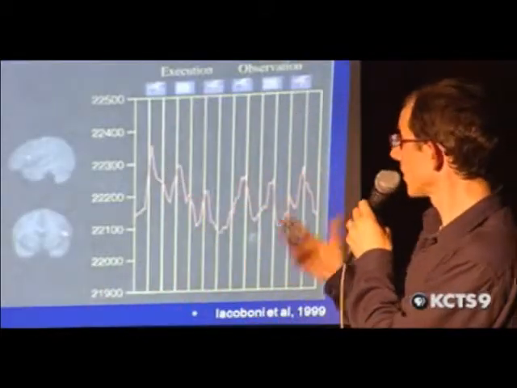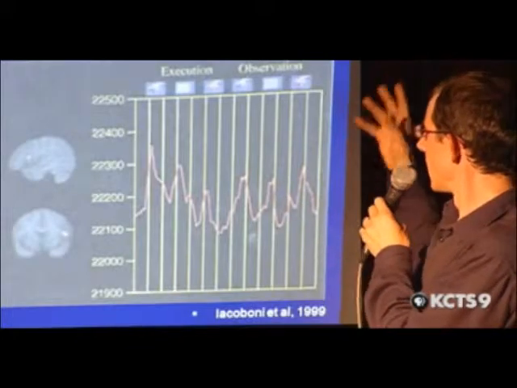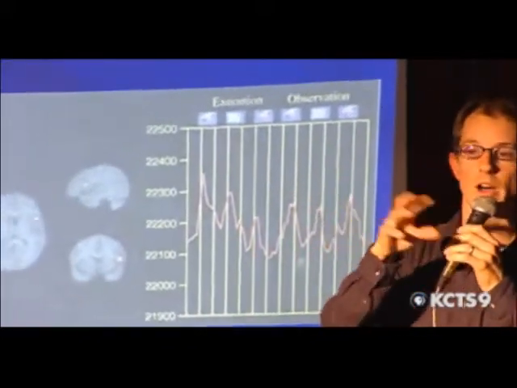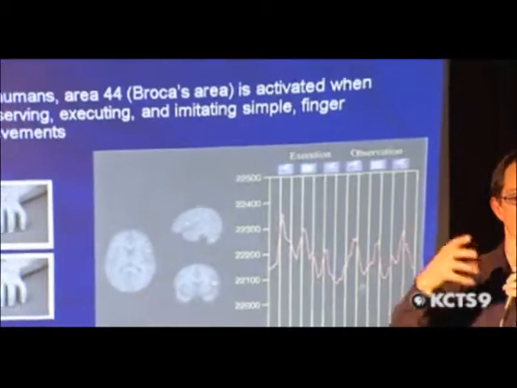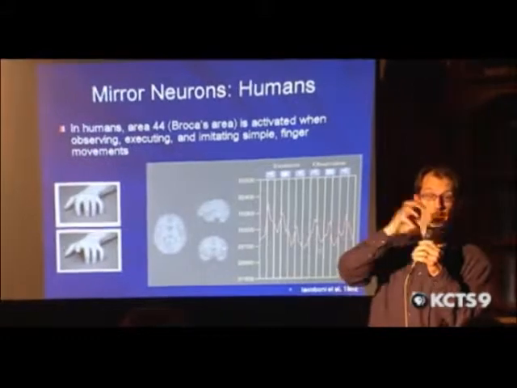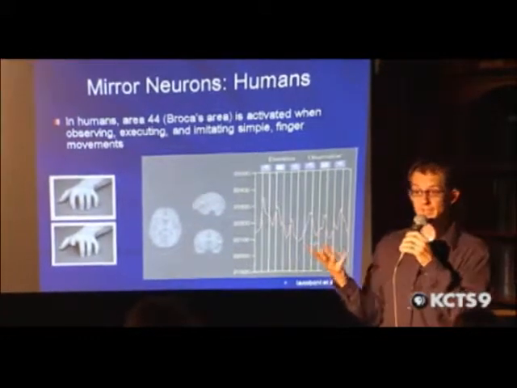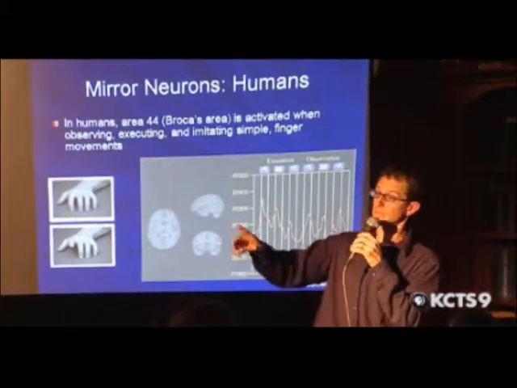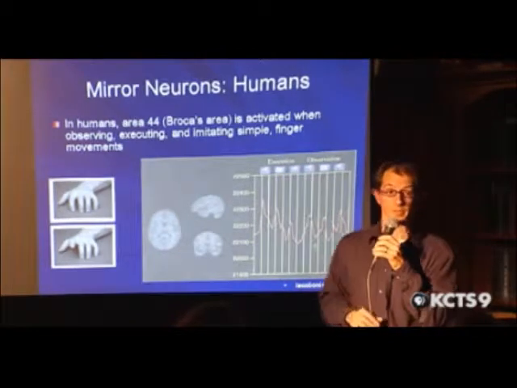And what he found was, I'm not really sure how helpful the slide will be, but what he found was that a specific part of the brain, what's called the homolog, which is very similar to the part of the monkey brain where we found these mirror neurons, that same part of the brain in humans activates not only when someone performs an action like flicking your finger, but also when watching someone else flick the finger.